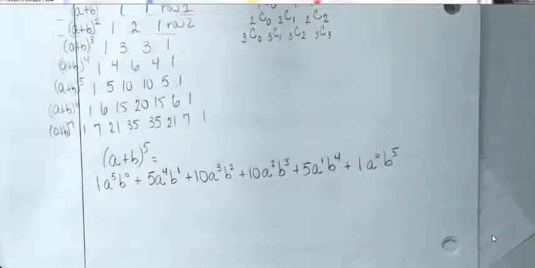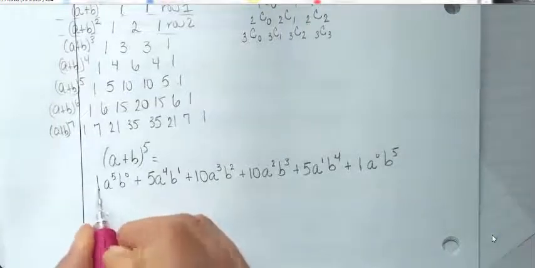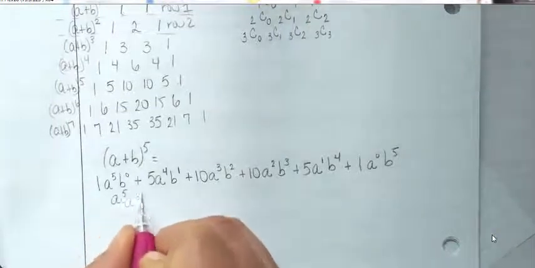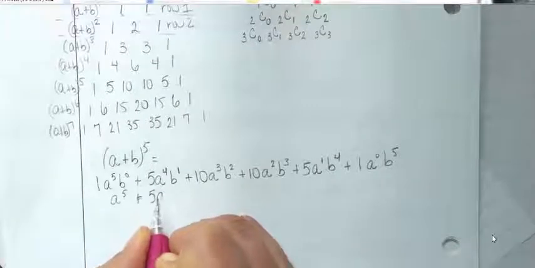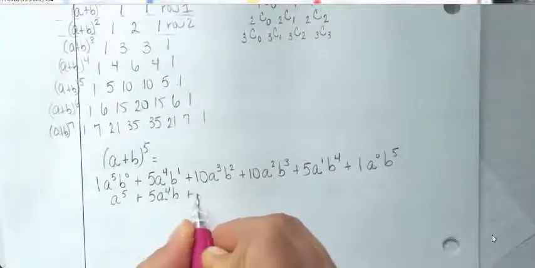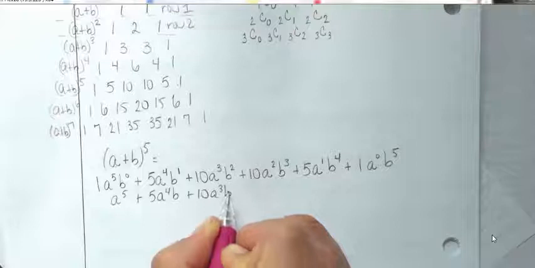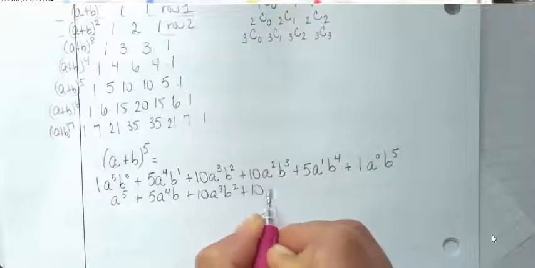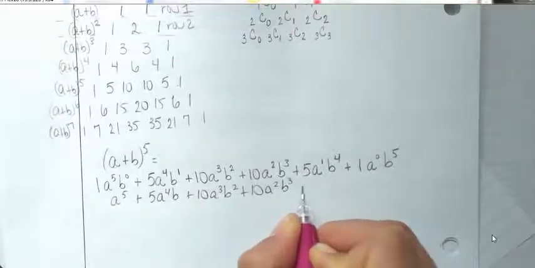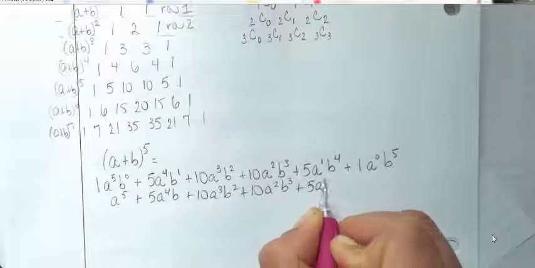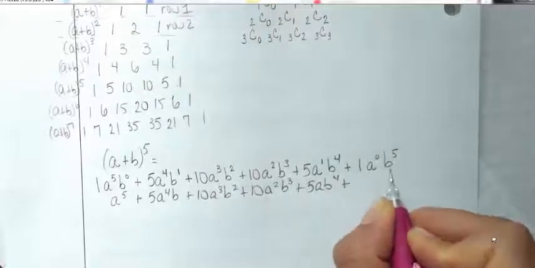Now, I wrote that out. If I was doing this, I wouldn't write some of this stuff out. So, for example, I would not have B to the 0. I would not have a 1 there. So this would just be A to the 5th plus 5A to the 4th B, plus 10A cubed B squared, plus 10A squared B cubed, plus 5A B to the 4th, plus, and then I'll just go B to the 5th.